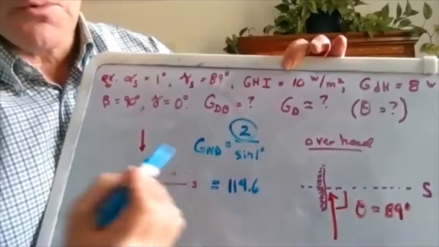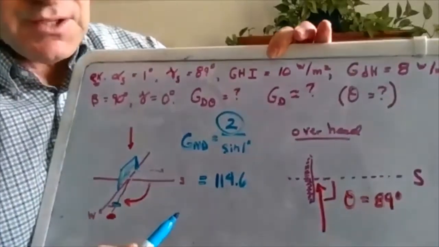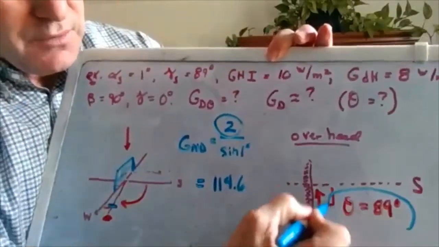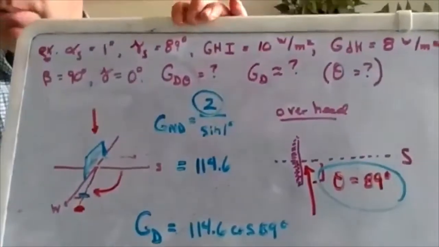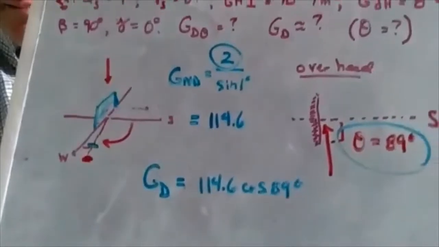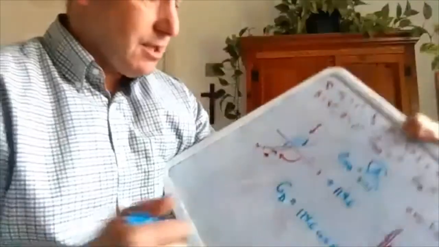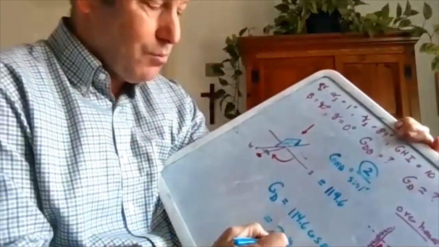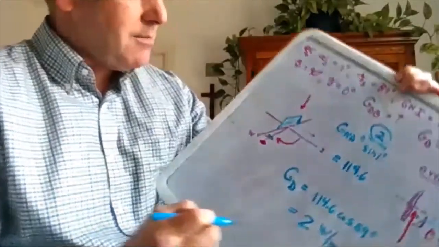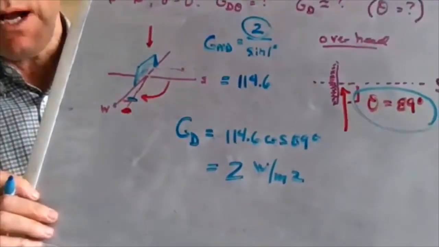We're going to take the normal direct and multiply by the cosine of our angle of incidence. Our estimate for the angle of incidence was 89 degrees. So there it is set up, and I'm punching my calculator. I'm doing that times the cosine of 89 degrees, and I should get a really, really small number. Kind of interesting to think about. I ended up getting 2 watts per meter squared.